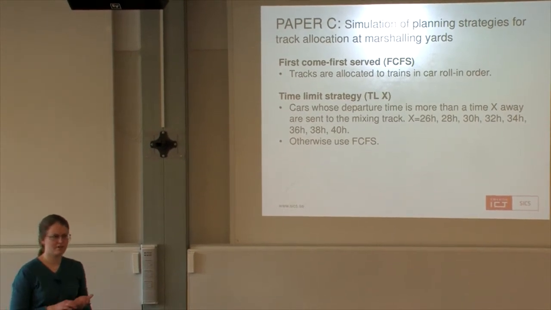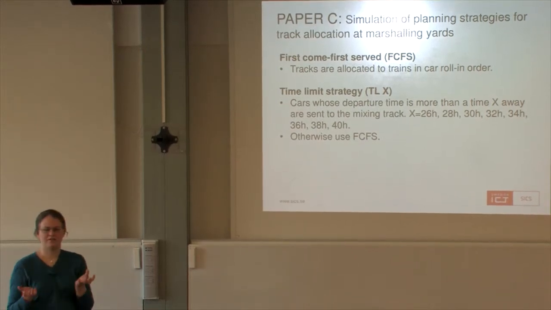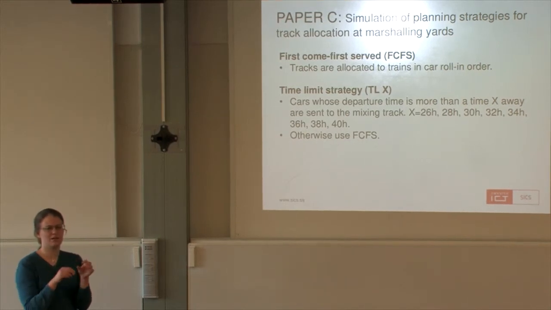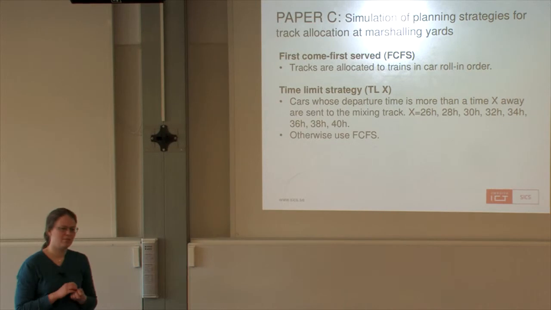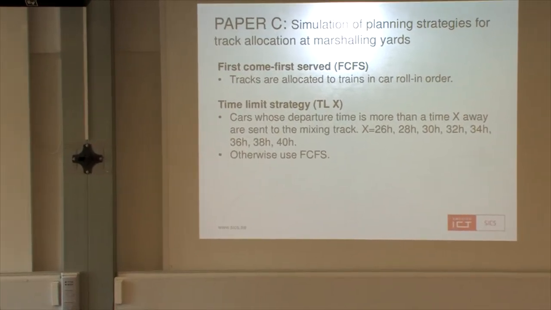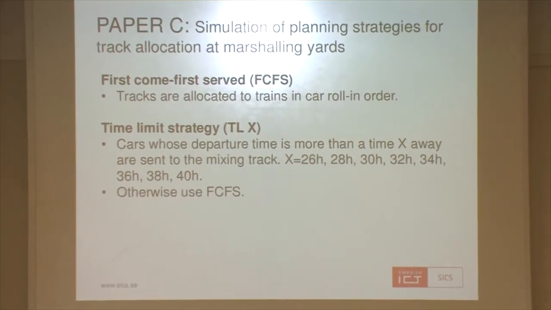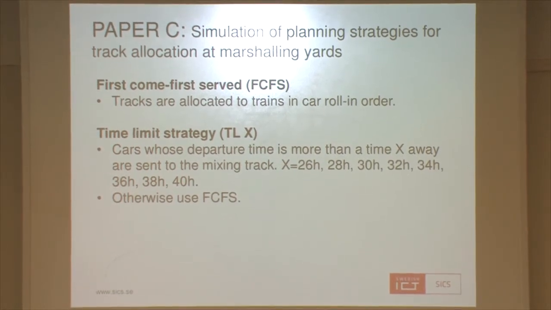A first come, first served rule, which is simply that when a car is rolled in, if there is an available track for that car, we roll it to that track, or if its train is currently being built, we send it to that track, but otherwise we send it to a track that's available. And also we have a time limit strategy, which says that if your train is going to depart in 26 hours or 28 hours or 30 hours or later, then we're going to send you to the mixing track, and otherwise we do first come, first served.